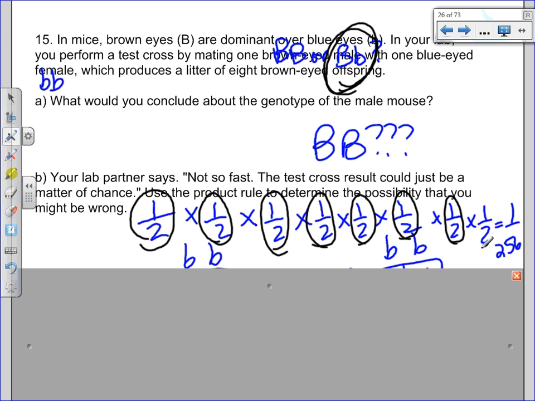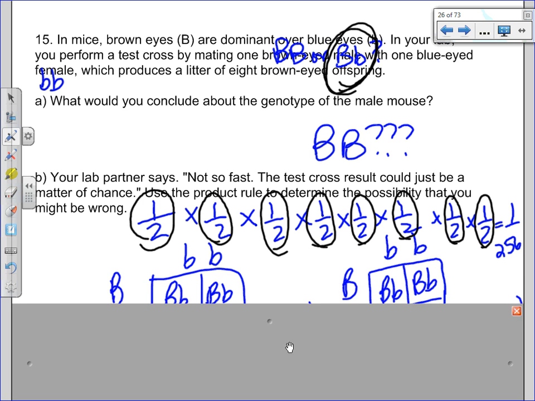So on the top, 1 times 1 times 1, all that times, is 1. 2 times 2 times 2 by itself 8 times is 256. So the likelihood of that happening is 1 in 256. It is possible, but not the most likely.